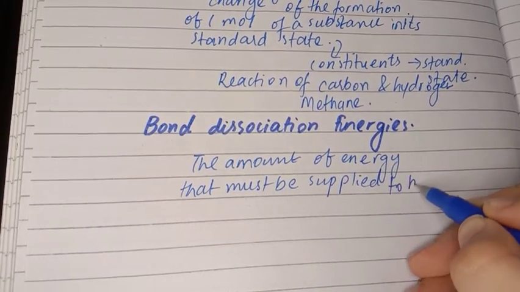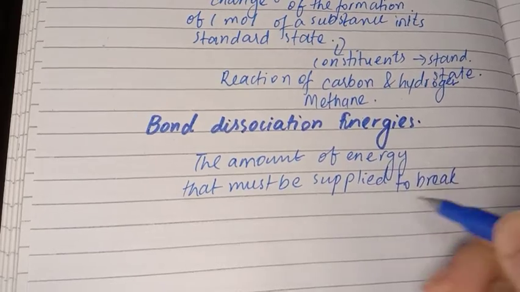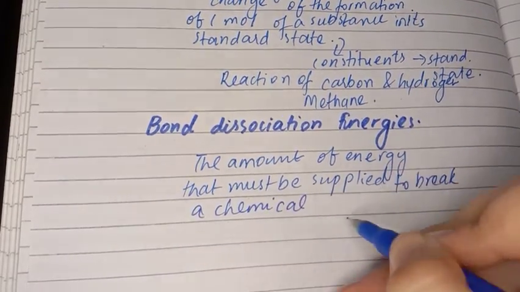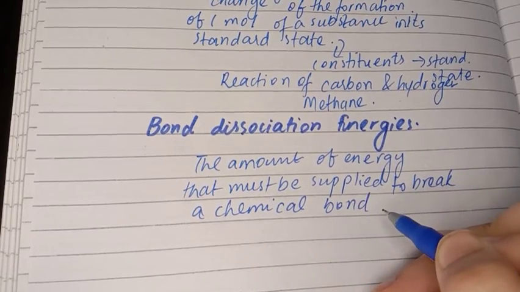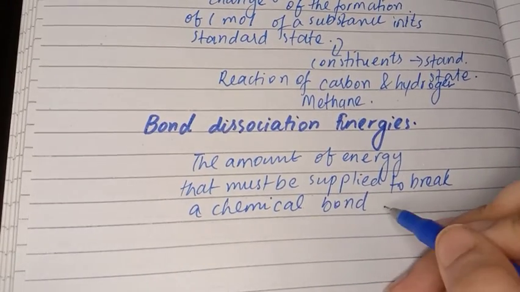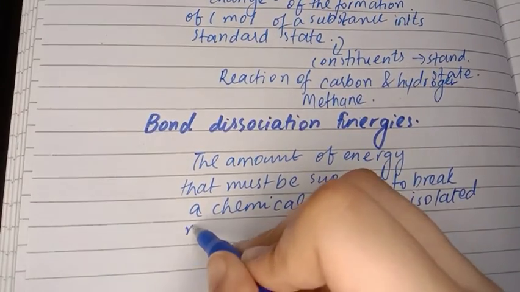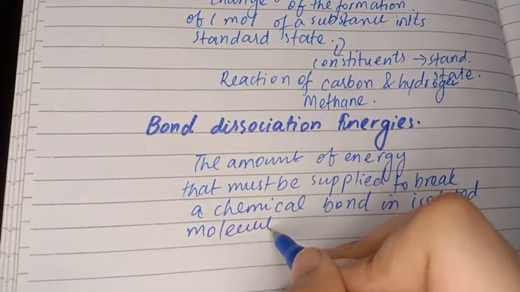And applying Hess's law we've learned before, we can calculate an approximate enthalpy change for any reaction by subtracting the sum of the bond dissociation energies in the products from the sum of the bond dissociation energies in the reactants.